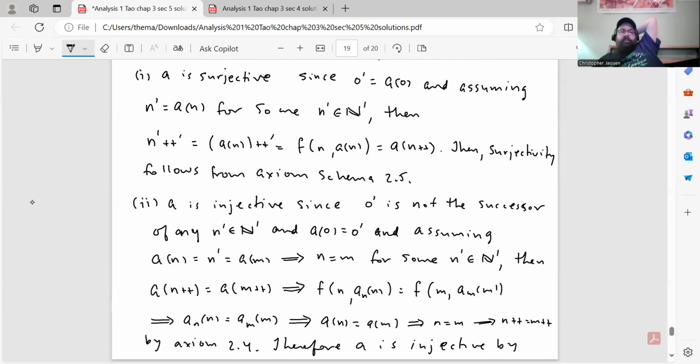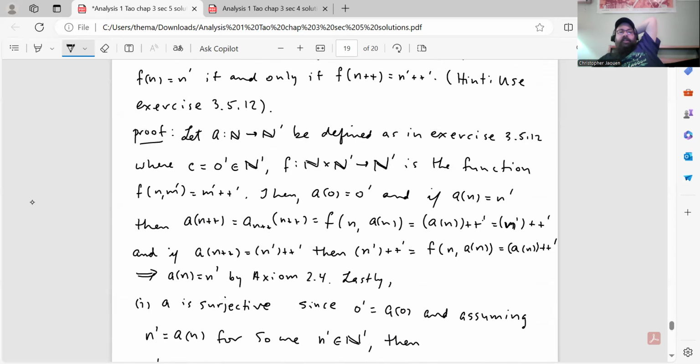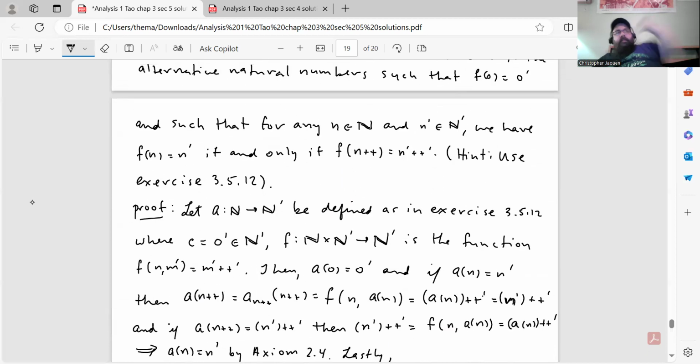So that shows that we have a bijection from the natural numbers to the alternate natural numbers. What that means essentially is that there's only one set of natural numbers.